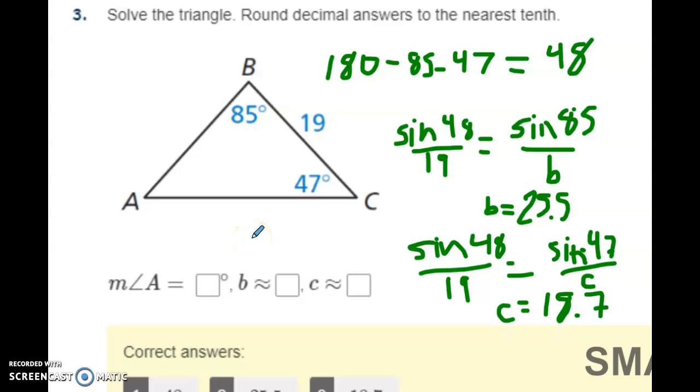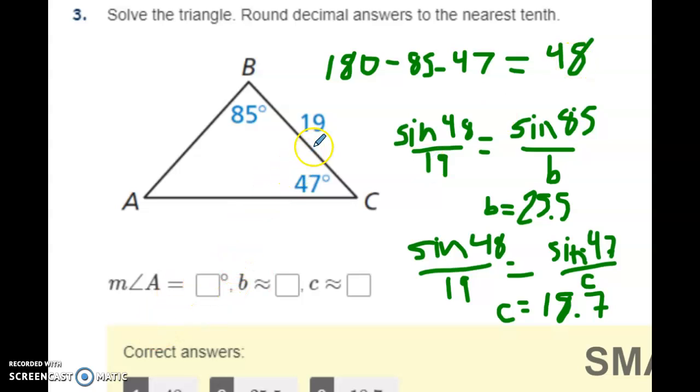Number 3, this is the first one where you have to solve the triangle. Solving the triangle means finding all the other parts of the 6 pieces. We know 2 angles, so we have to find the third angle. We know one side, we got to find the other 2 sides. So I'm going to start with the angle because I know that the angles of a triangle add up to 180. So 180 minus 85 minus 47 is 48. So angle A is 48.